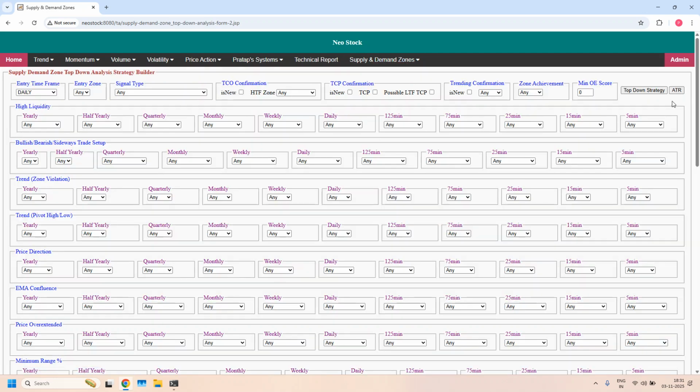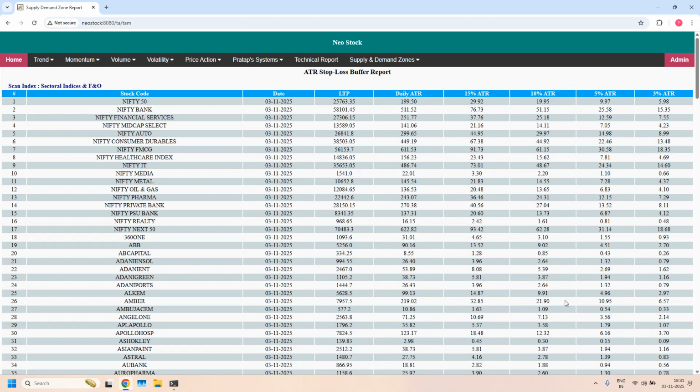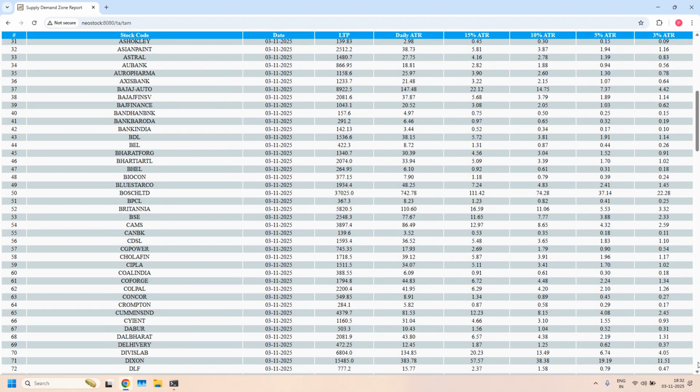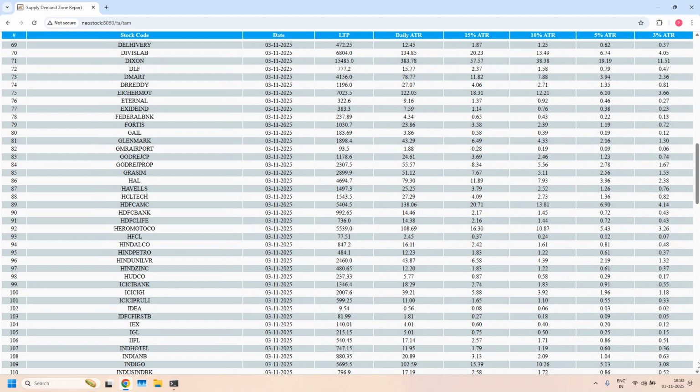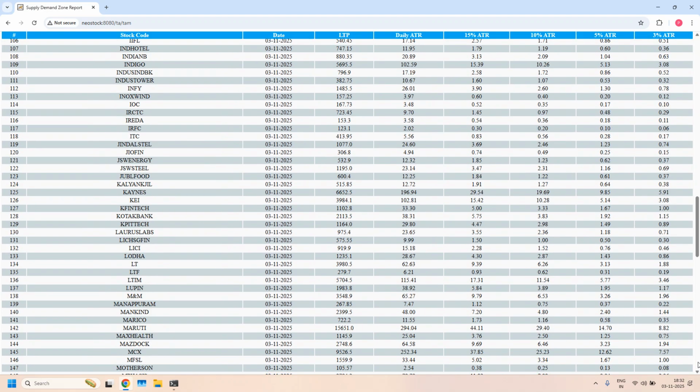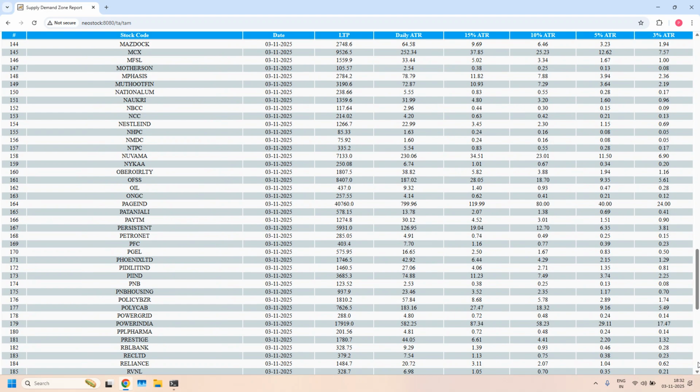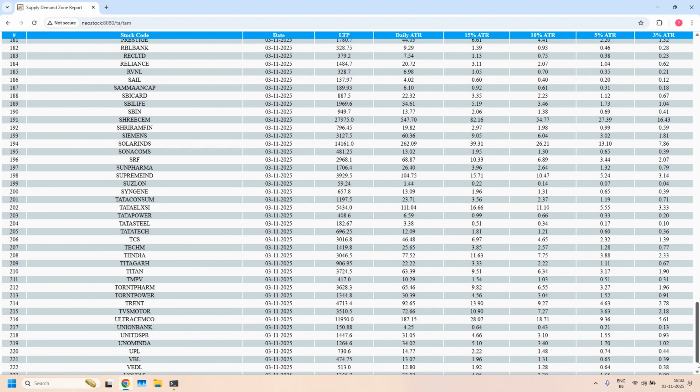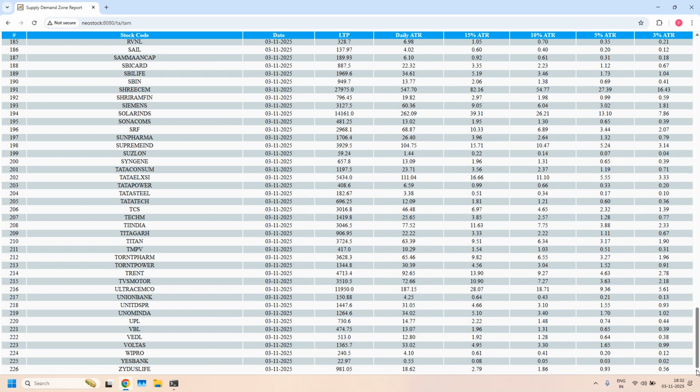Final report, I am generating stop buffers based on daily ATR. First 17 in this list are indices, remaining all are equity stocks. Scrolling the list down, whichever the stock you want to refer, pause the video, study the stock and then proceed to the next stocks. Okay, I am scrolling the list down. This is the end of the report.